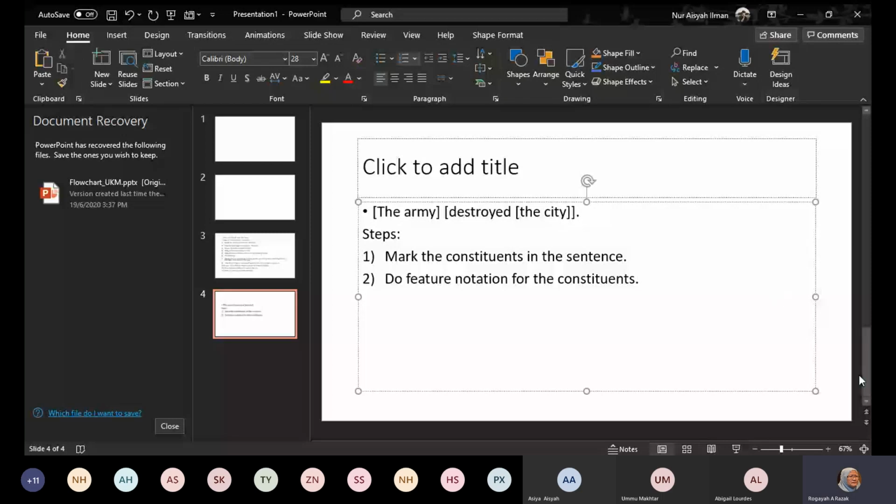So just do that, and if you have any question, you can ask me. This is actually your assignment. In your assignment, you have to do this, showing a sample sentence from the language sample.